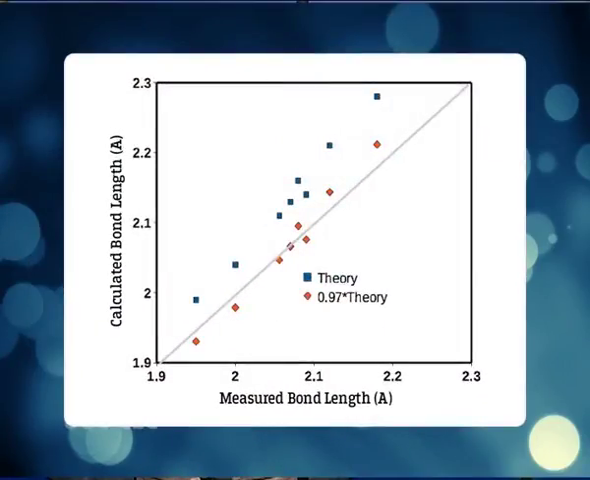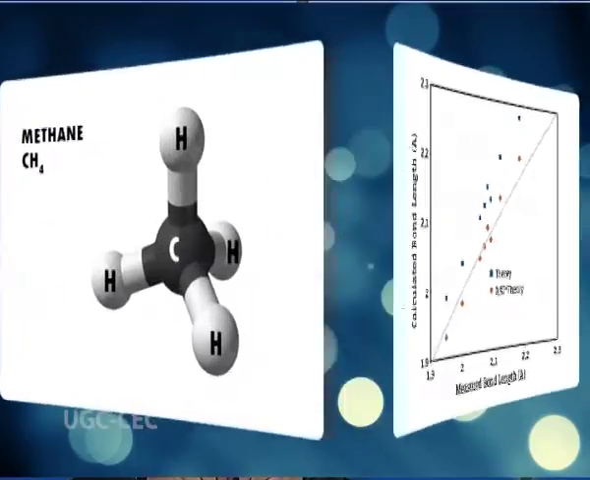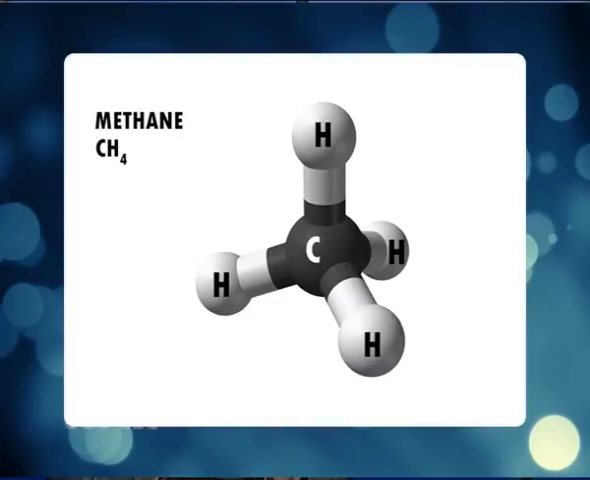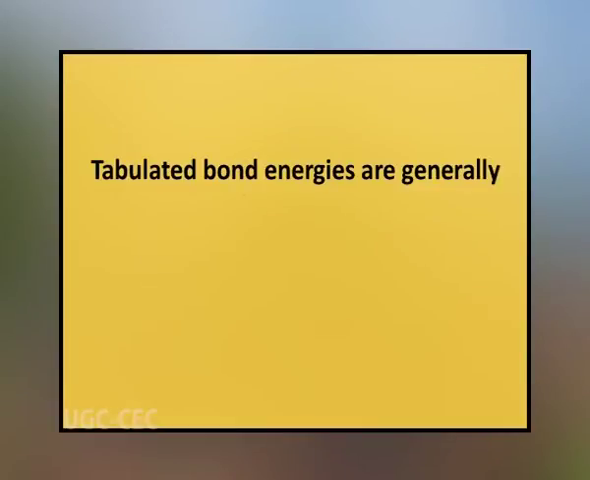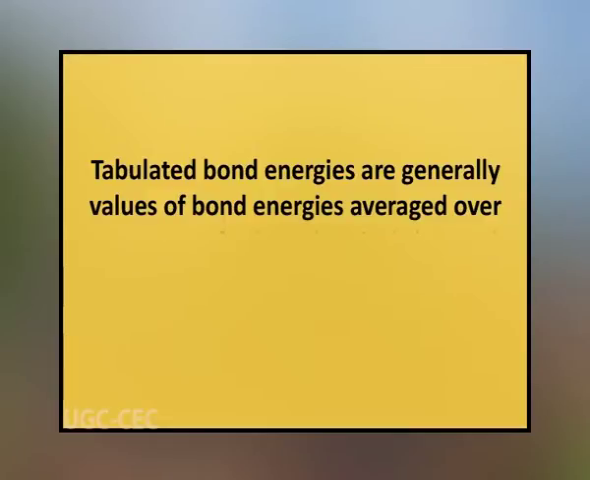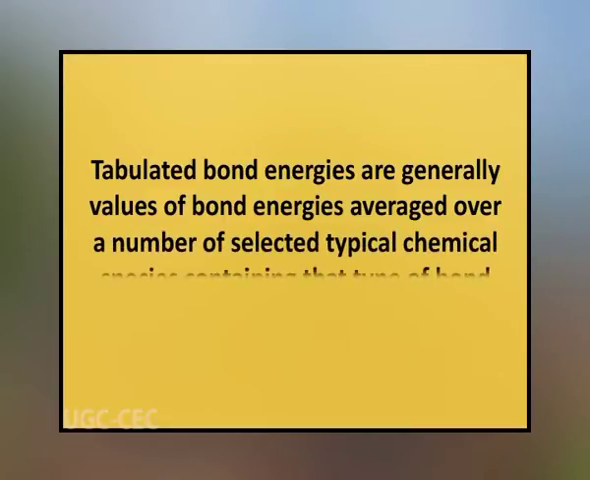IUPAC defines bond energy as the average value of the gas phase bond dissociation energies for all bonds of the same type within the same chemical species. For example, the carbon-hydrogen bond energy in methane is the enthalpy change involved with breaking up one molecule of methane into a carbon atom and 4 hydrogen radicals, divided by 4. Tabulated bond energies are generally values of bond energies averaged over a number of selected typical chemical species containing that type of bond.